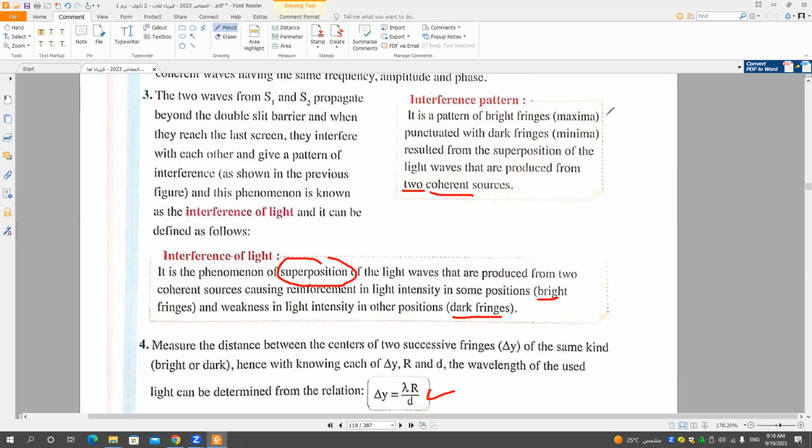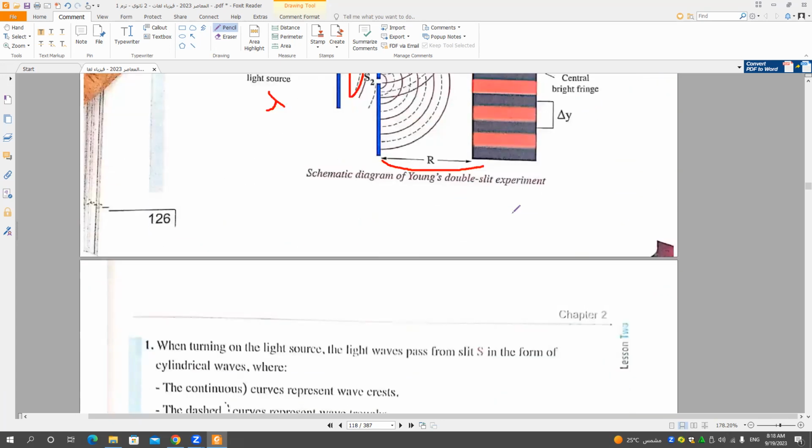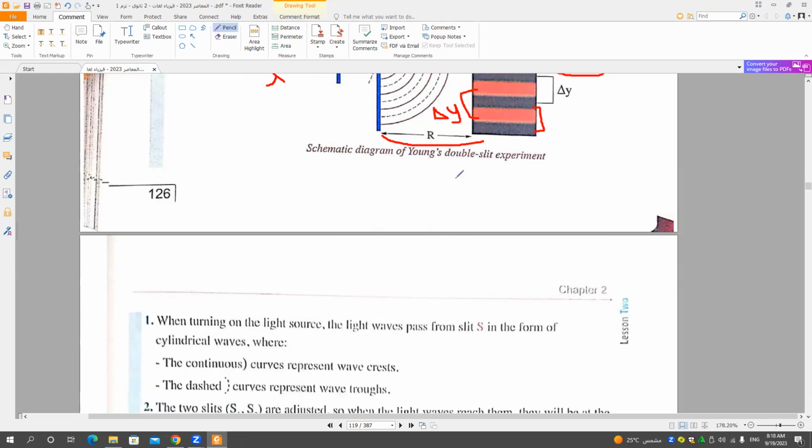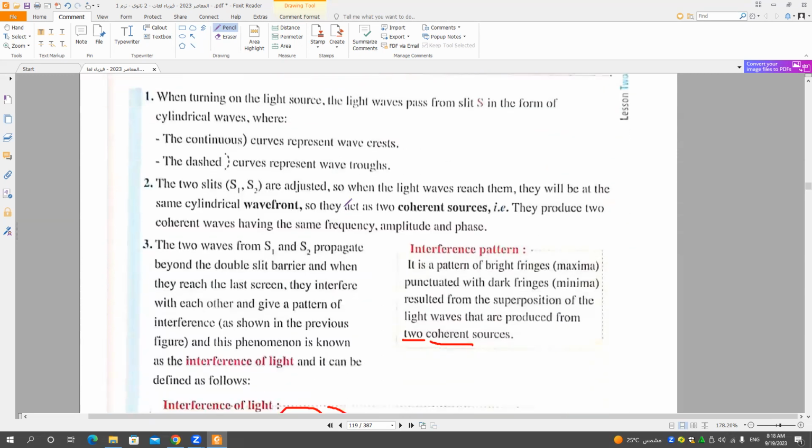We have different areas: dark, bright, dark, bright, dark, bright, dark, bright. The distance between two successive dark or two successive bright rings could be delta y. This is the center ring. The central ring must always be a bright ring.